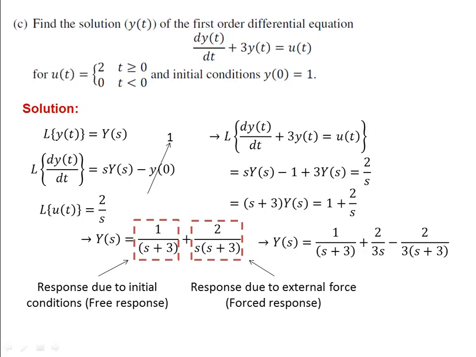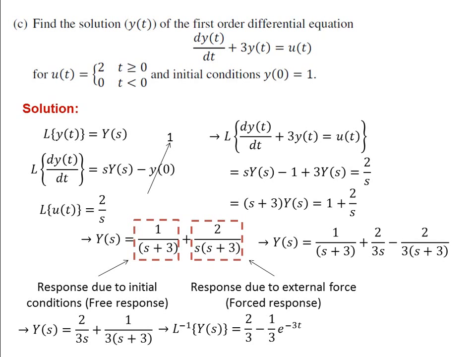If I use the Laplace inverse transform and the table for the Laplace inverse transformation, and further simplify these relations, I will find the Laplace inverse of Y(s), which is y(t), equal to 2 over 3 minus 1 over 3 e to the minus 3t.